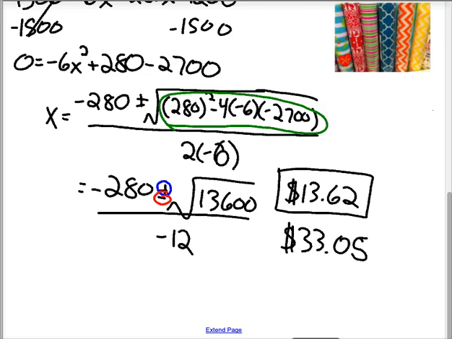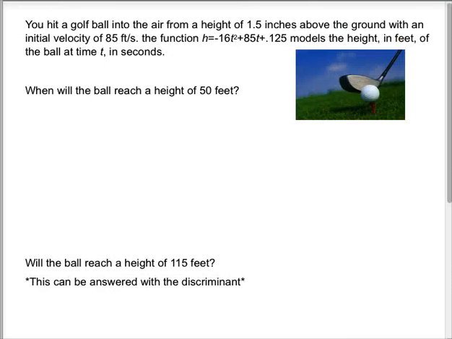All right, so let's continue on to our next example. You hit a golf ball into the air from a height of 1.5 inches above the ground with an initial velocity of 85 feet per second. The function h equals negative 16t squared plus 85t plus 0.125 models the height in feet of the ball at time t in seconds. When will the ball reach a height of 50 feet? So that 50 feet is a height. So I'm going to plug it in.